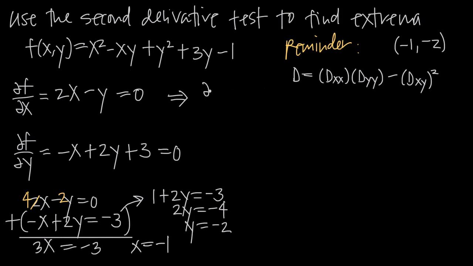So this becomes partial squared f over partial x squared, which just means take the first order partial derivative with respect to x, take the derivative with respect to x again.